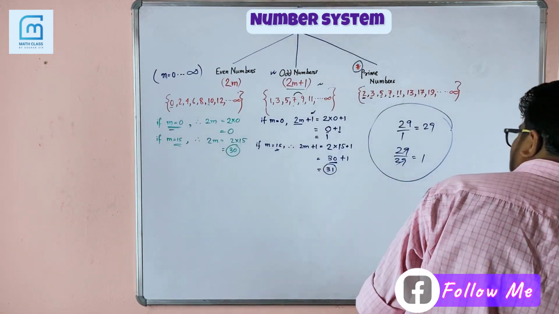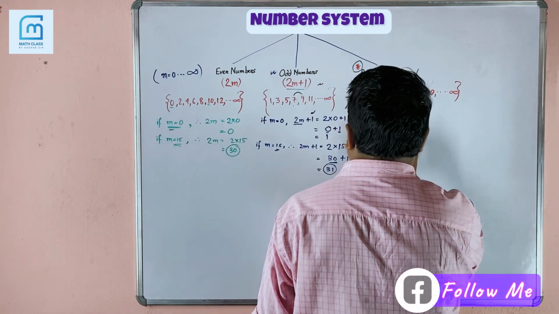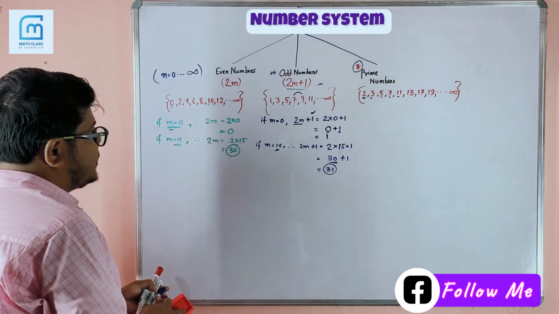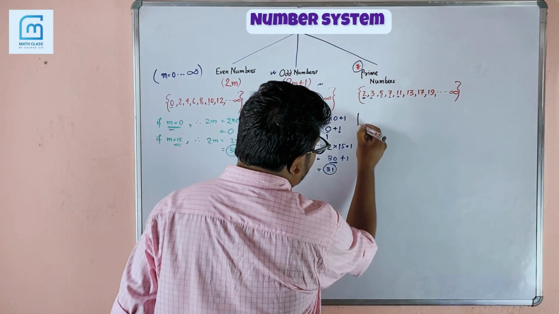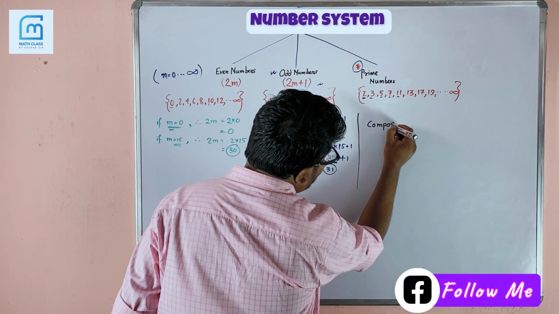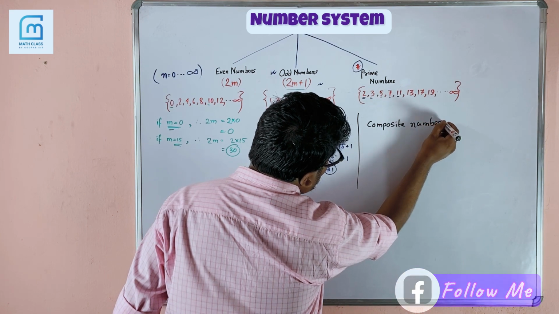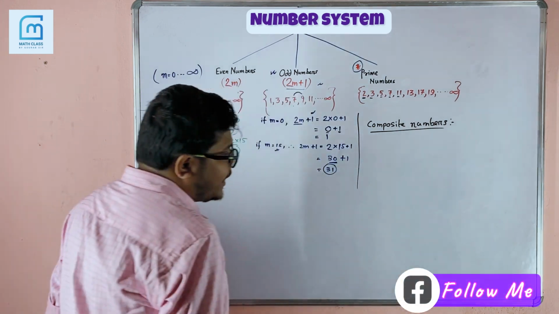Now here is an interesting fact. What is that? Let's see. There is another kind of number, which we call a composite number. You have heard about that, right? Composite numbers. So what are the composite numbers?